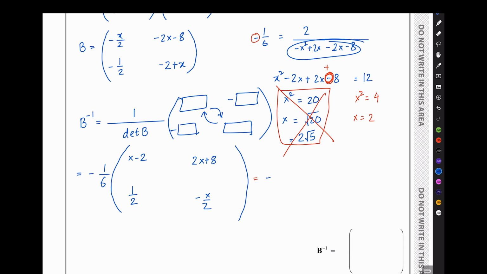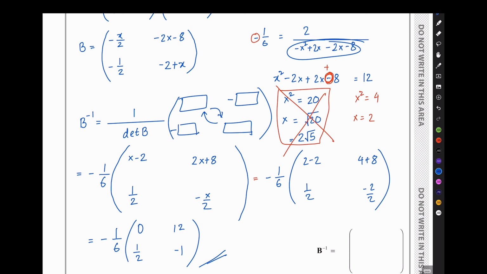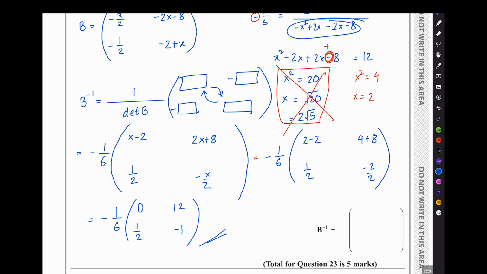Okay, so moving on. Negative 1 over 6, x minus 2, so 2 minus 2, let me just write 2 minus 2, and this is 4 plus 8, and this is 1 over 2, and this is negative 2 over 2. So everything comes out to be negative 1 over 6. This is 0, this is 12, this is 1 over 2, this is 1. This is 10. I'm not checking it again.